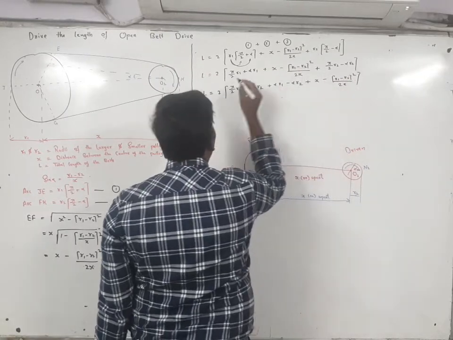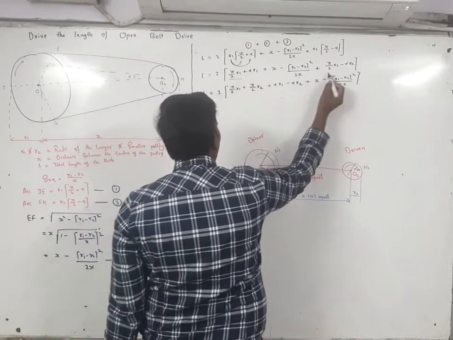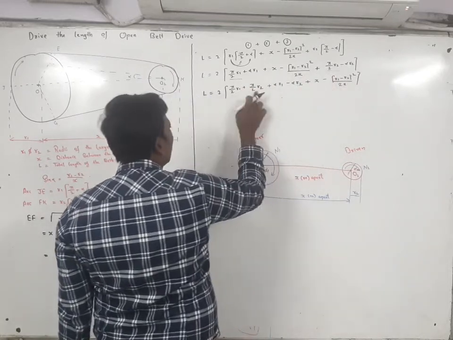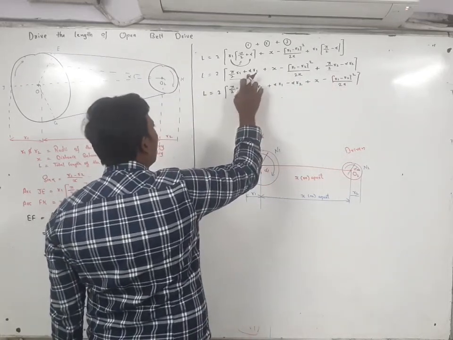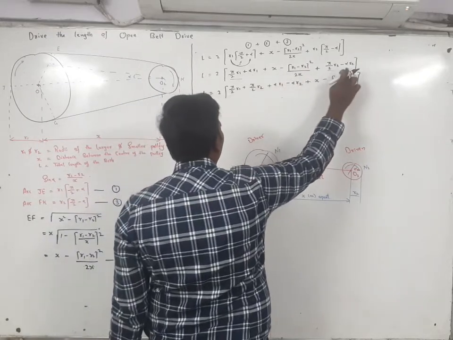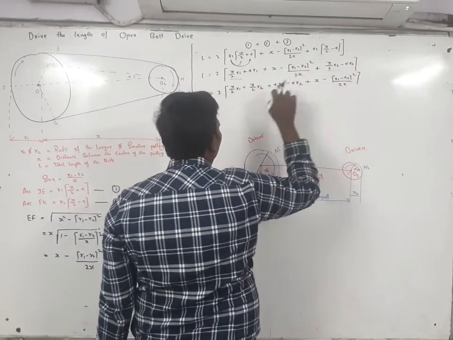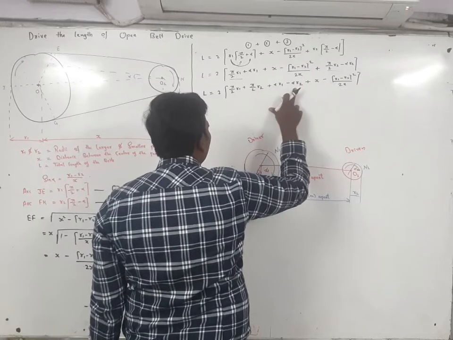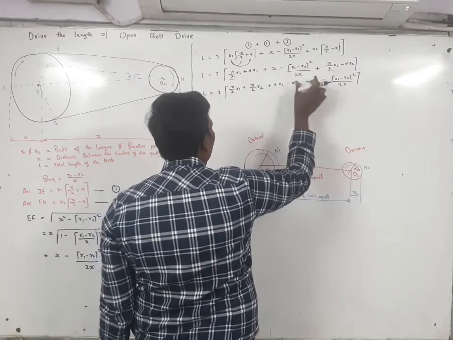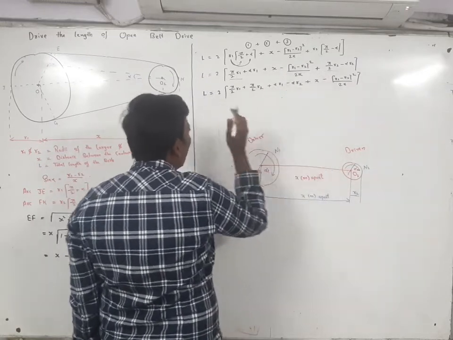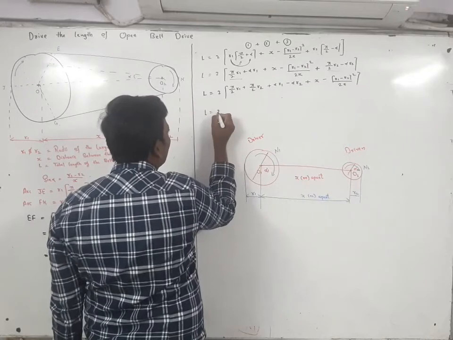So what you have to do? First, this is pi by 2 and this pi by 2. Both the terms you have to write at this side. Then alpha R1, and here what is there? Minus alpha R2. So here alpha R1 minus alpha R2, then x write down as it is, this term write down as it is. After that L is equal to 2.